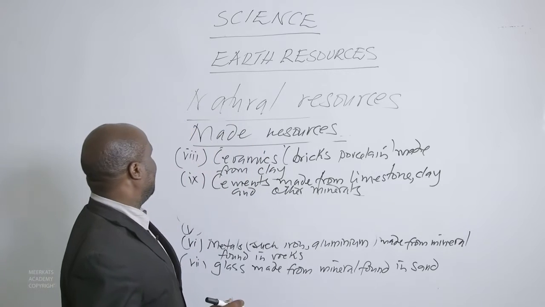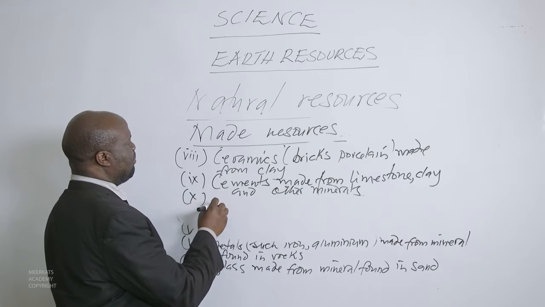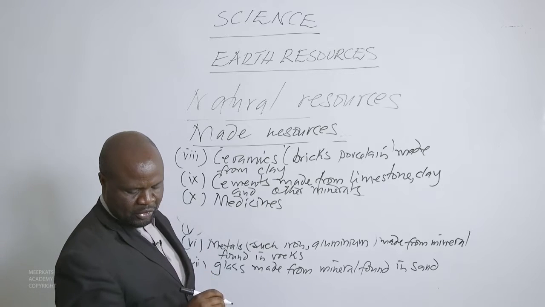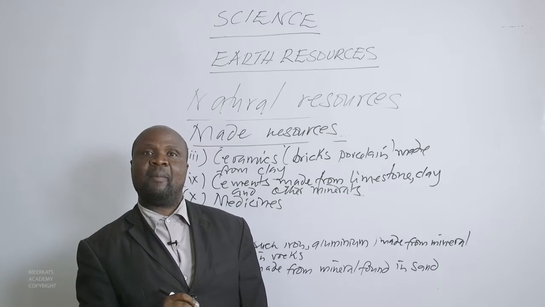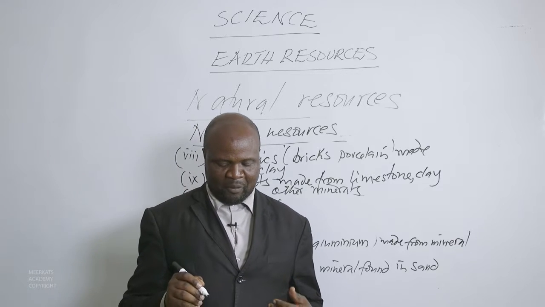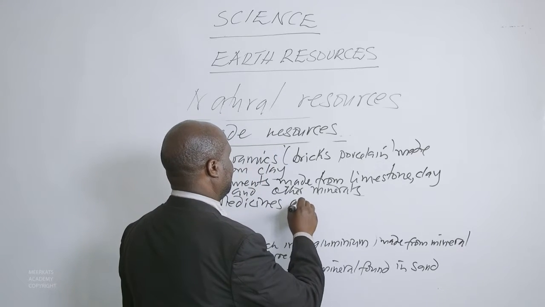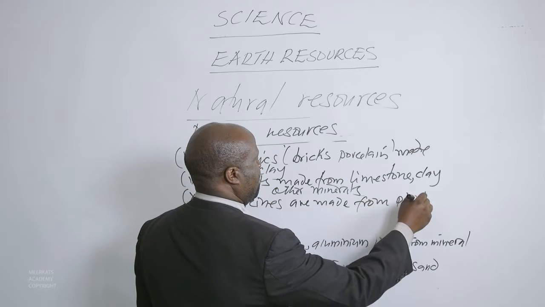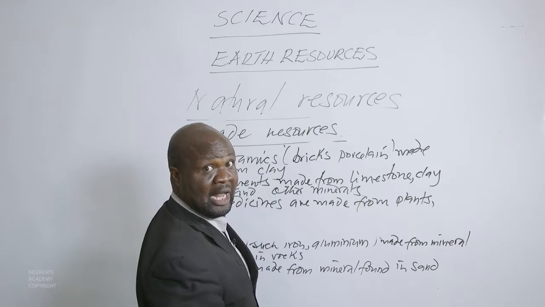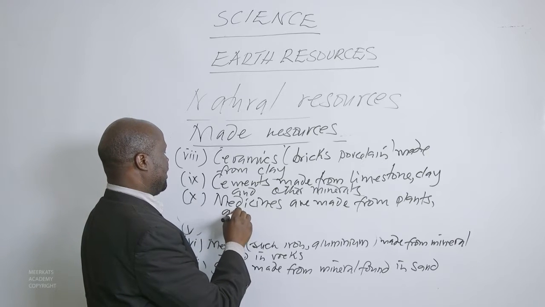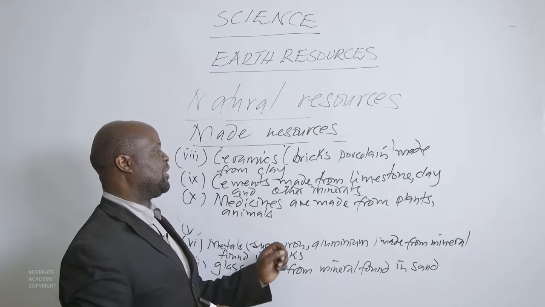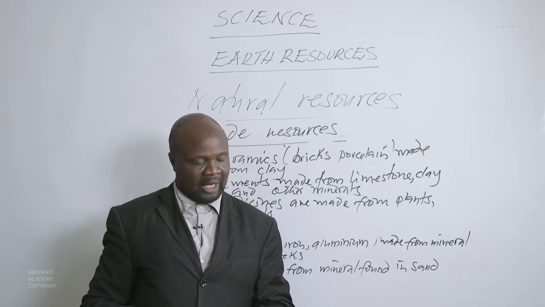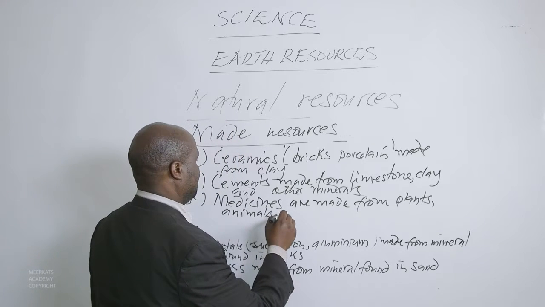The 10th made resource, medicines. Yes, when we talk about medicines, medicines are made from plants. Not only plants alone, we also get others from animals. So we get medicine from plants, we get medicine from animals, and also we get medicine from some minerals.